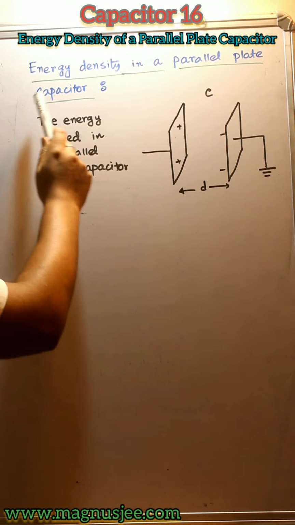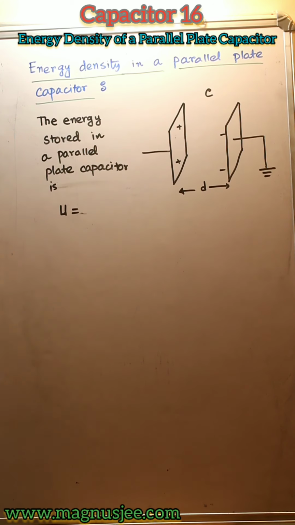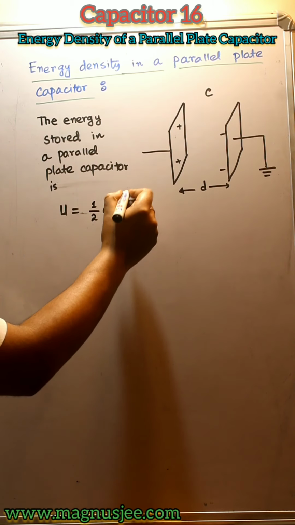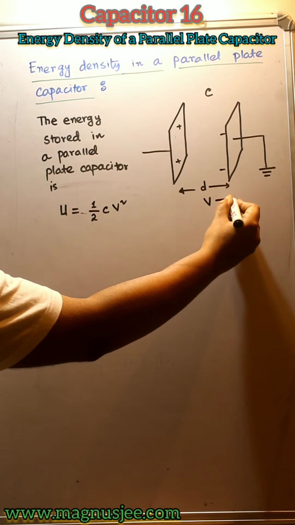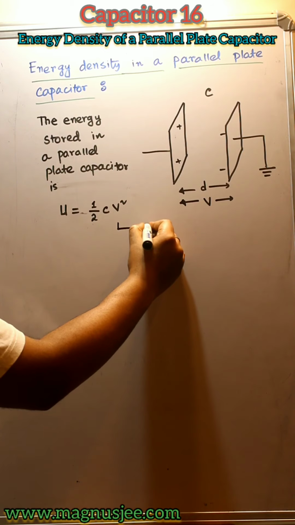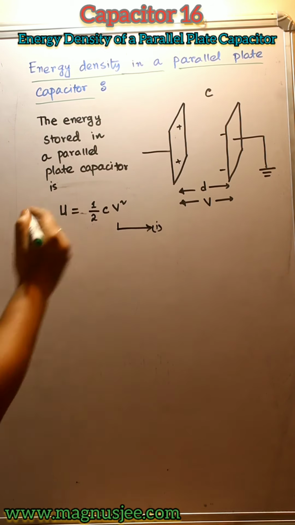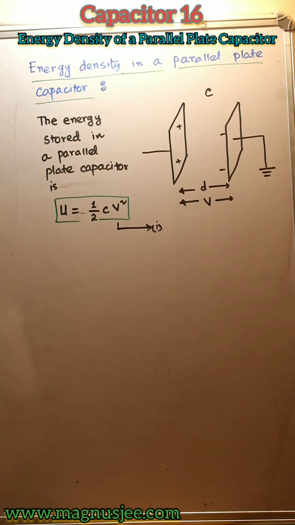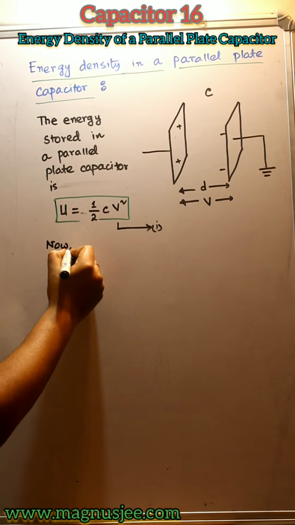Energy density in a parallel plate capacitor. The energy stored in a parallel plate capacitor is given by U equal to half CV square, where C is the capacitance of this parallel plate capacitor and V is the potential difference between the two plates. U equal to half CV square, which is equation 1, and that is the energy stored in this parallel plate capacitor.